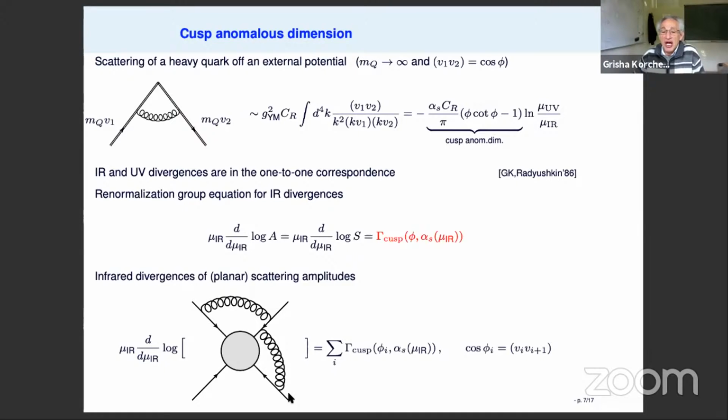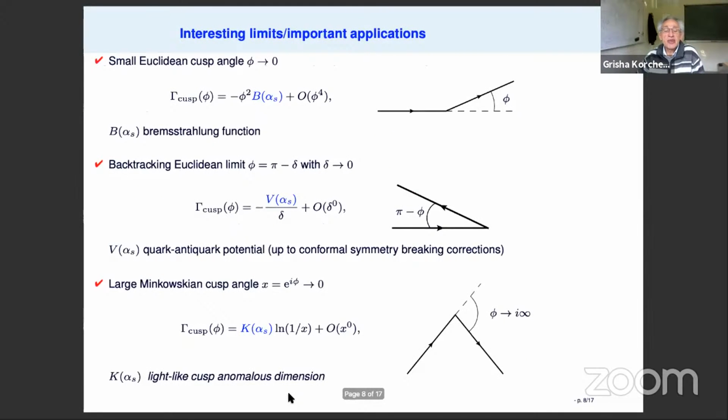So in this way, the cusp anomalous dimension, which appears to be an artificial property of Wilson loops, turns out to be a very physical object when you go to infrared singularities. By computing the cusp anomalous dimension on the Wilson loop side, you will be able to predict the structure of infrared singularities in QCD and in any other gauge theory. That is the reason why the cusp anomalous dimension becomes a very important physical observable in QCD and in any gauge theory, and it has very interesting properties if you go to different limits.